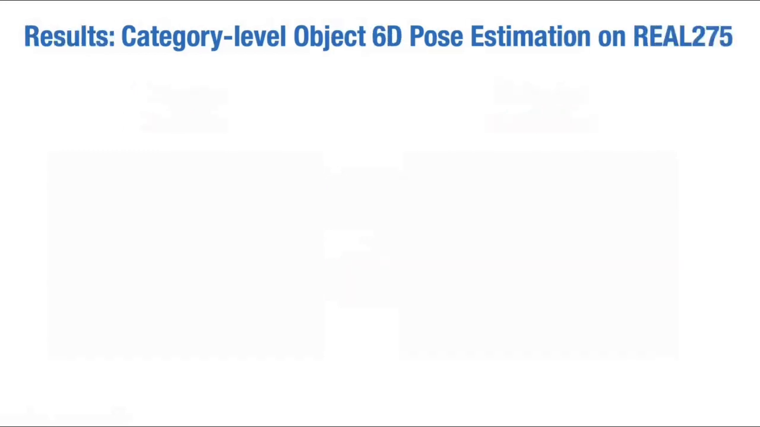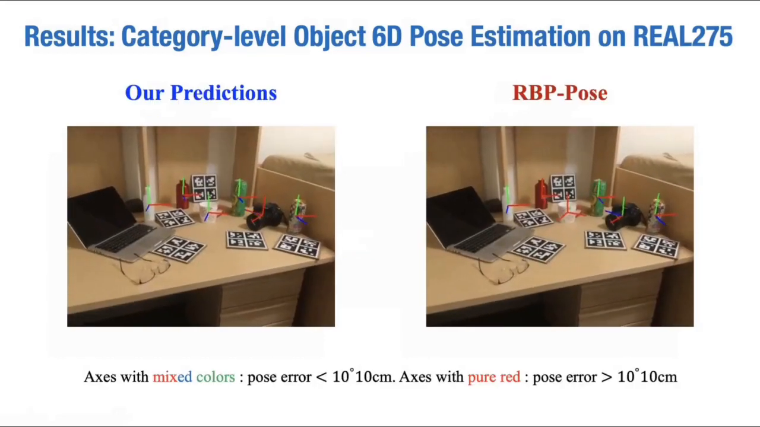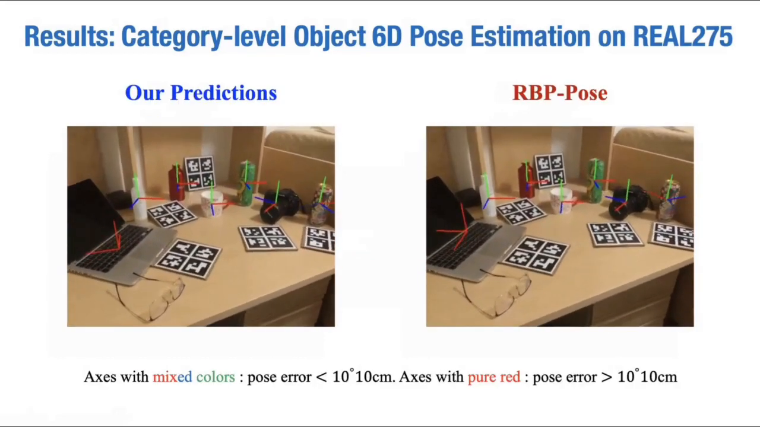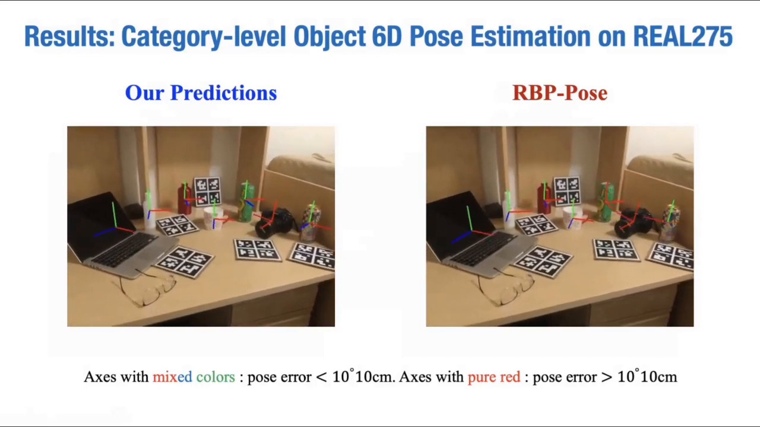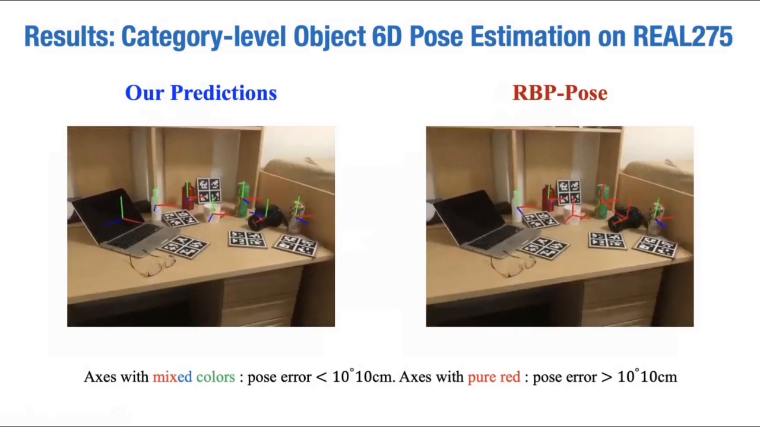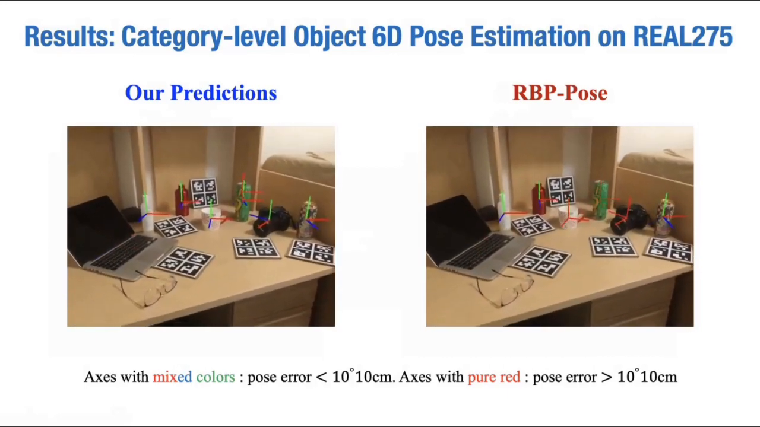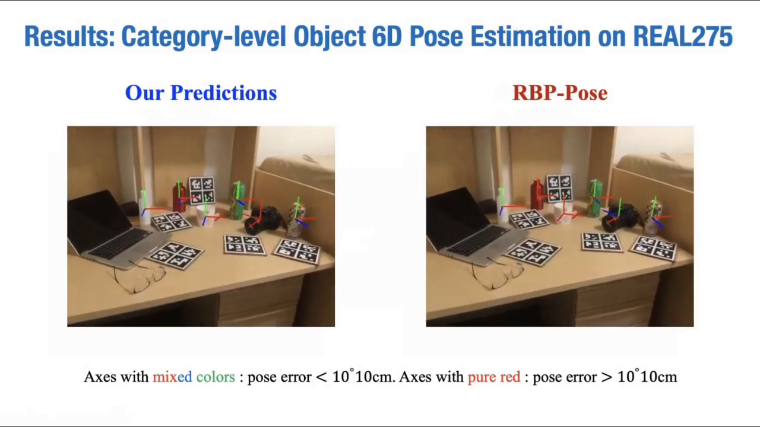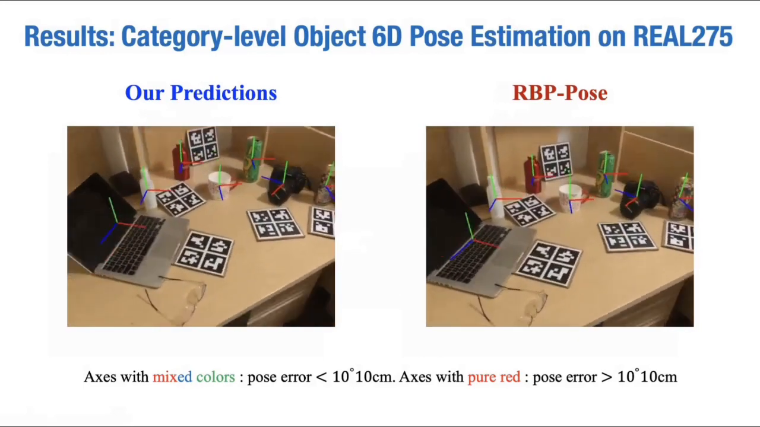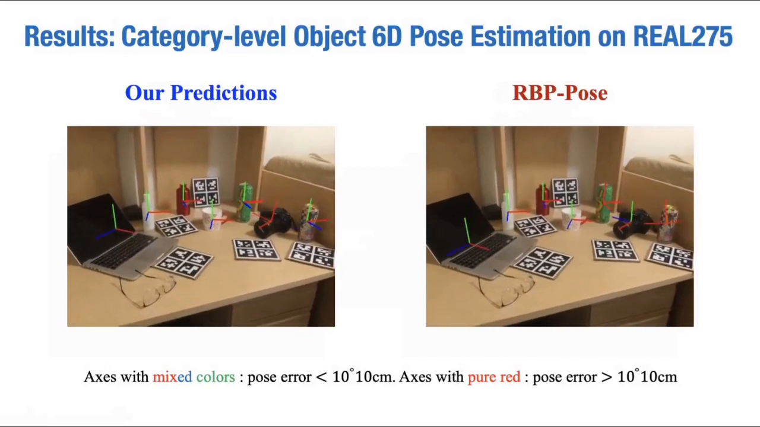Here we show a comparison between our method and the state-of-the-art method, RBP pose. Note that axes with mixed colors indicate better predictions, and axes with pure red indicate worse predictions. As we can see from the videos, our method provides more accurate predictions than RBP pose.